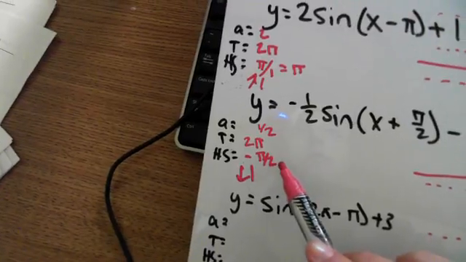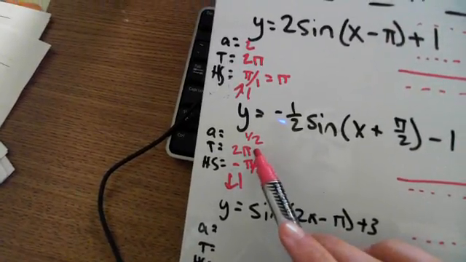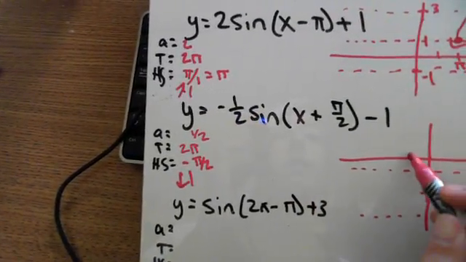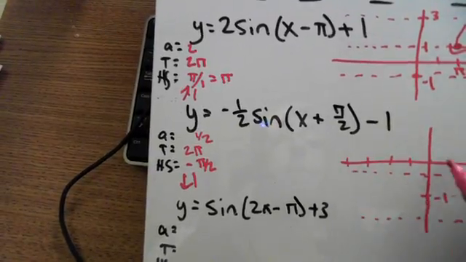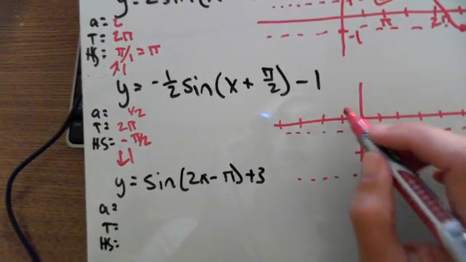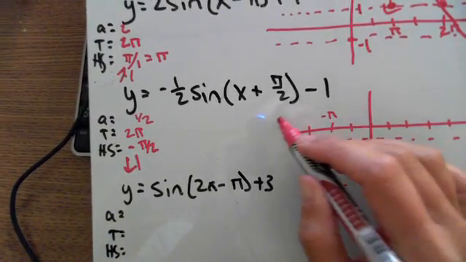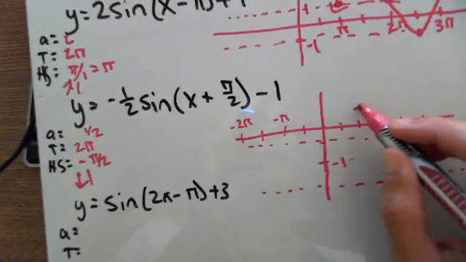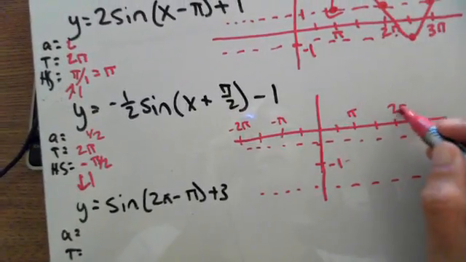Then we take care of the horizontal shift. So because my period is 2 pi, that means every interval is going to be pi over 2 units long. I'm going to go ahead and put them in both directions because I know I'm shifting to the left, so I'm going to have to go backwards this time. So this would be negative pi, negative 2 pi. This would be positive pi, positive 2 pi.